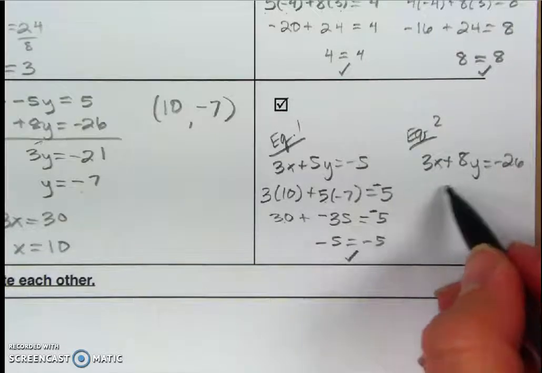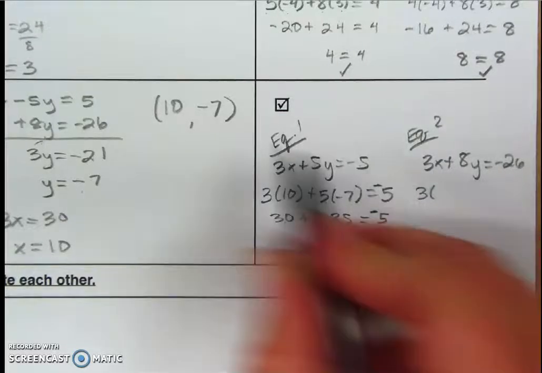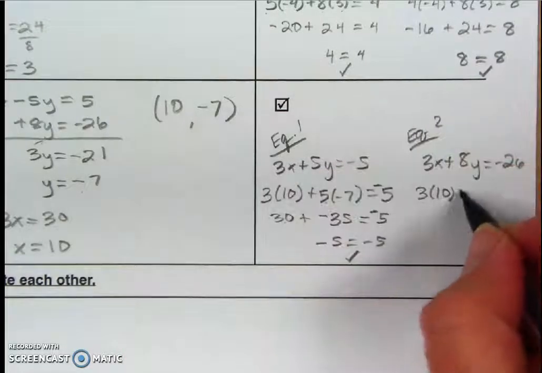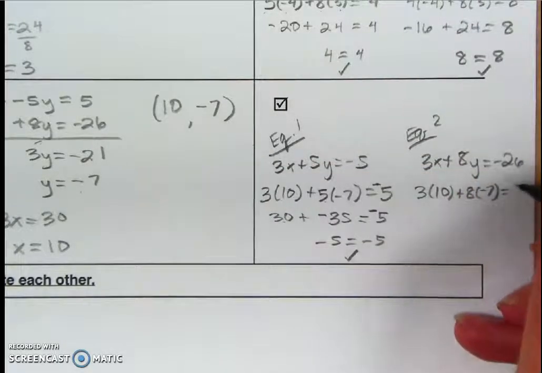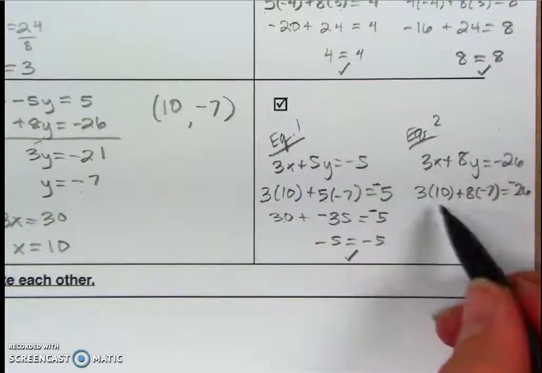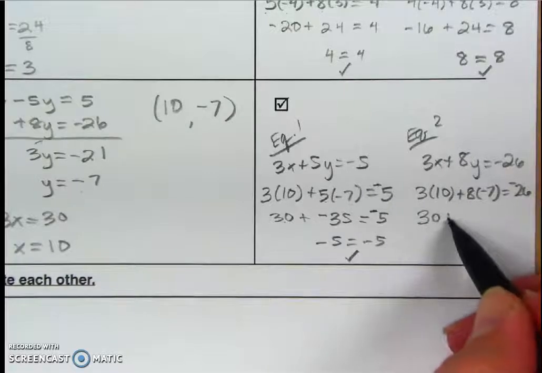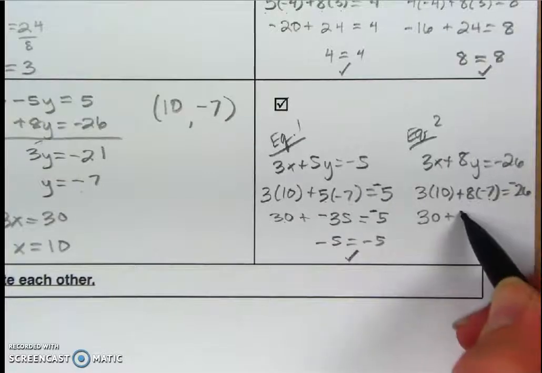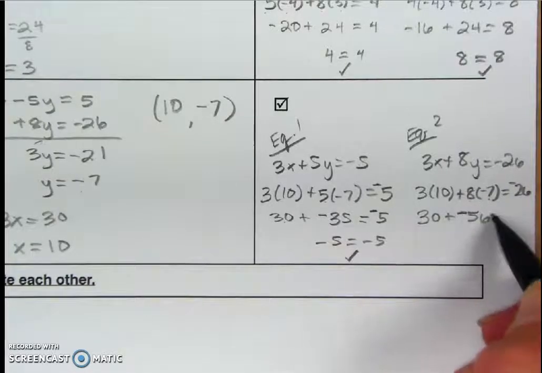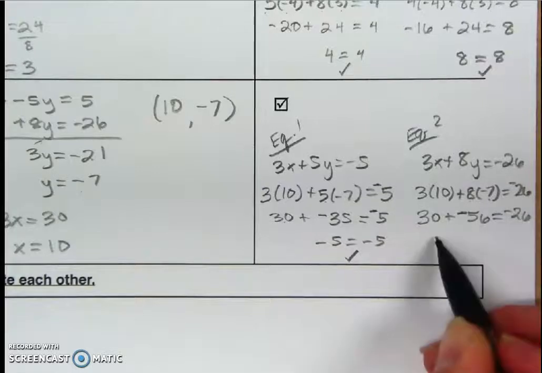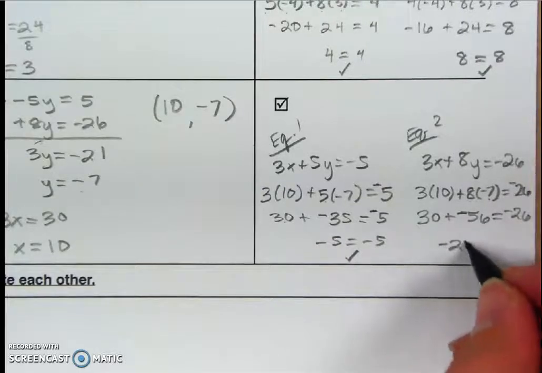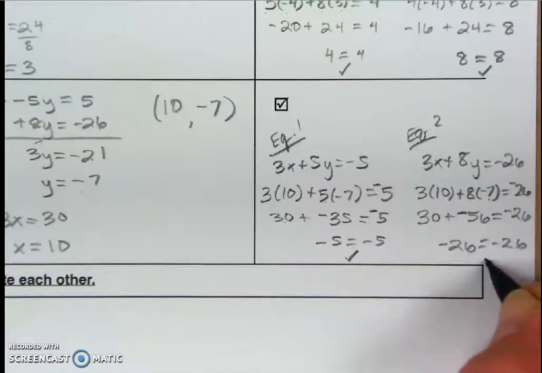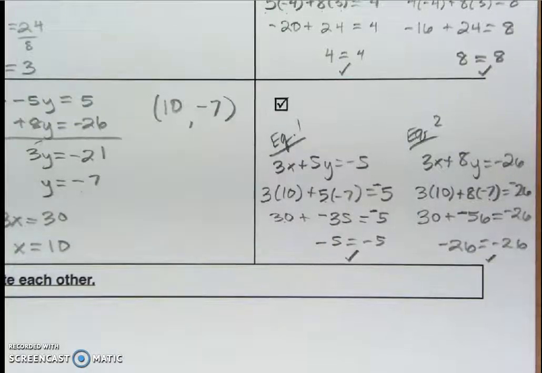All right, equation 2, we would have 3 times instead of x, I'll write 10, plus 8 times instead of y, I'll write -7. Should come out to -26. 3 times 10 is 30, plus 8 times -7 is -56. Should come out to -26. And let's think, 30 plus negative 56 is going to give me negative 26. And so I know that comes out equal, which means my answer is correct.